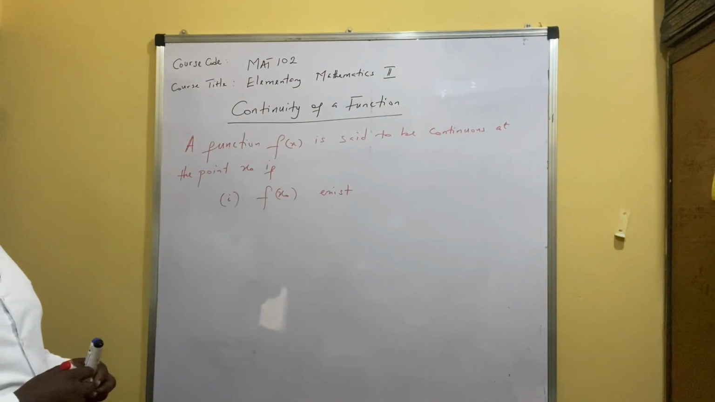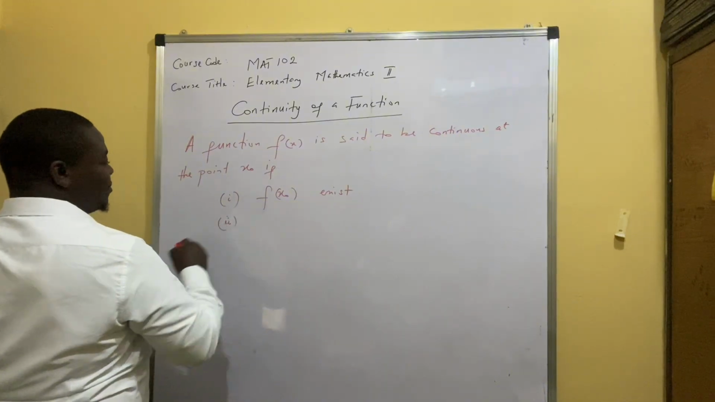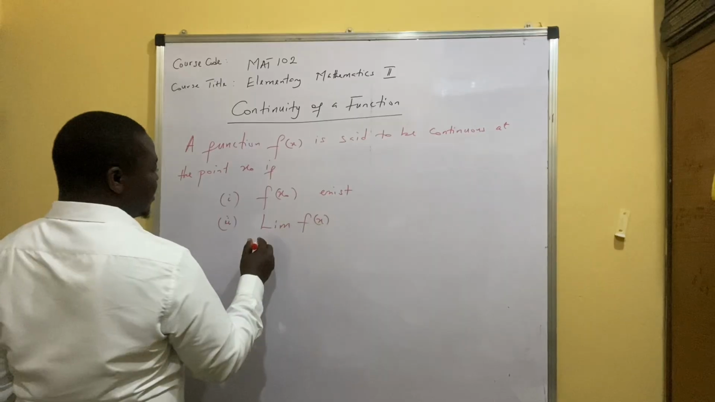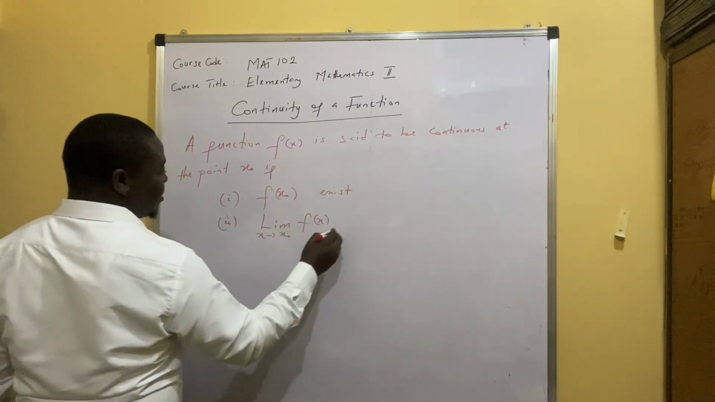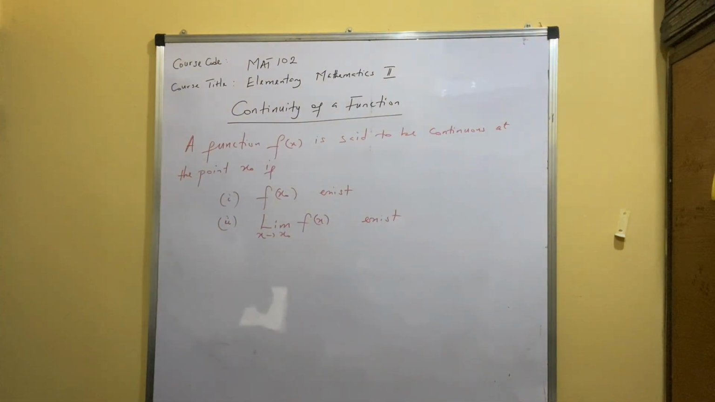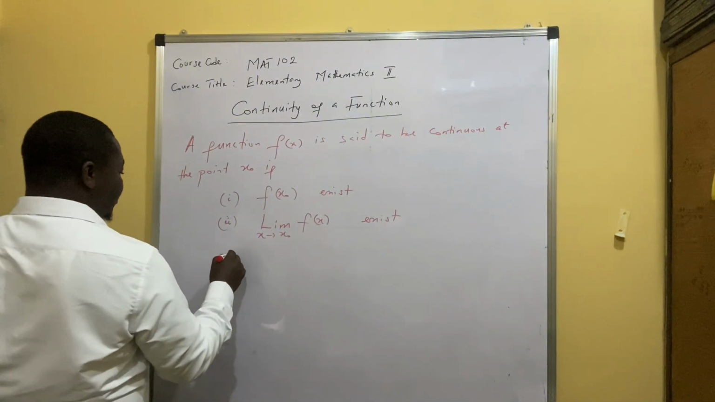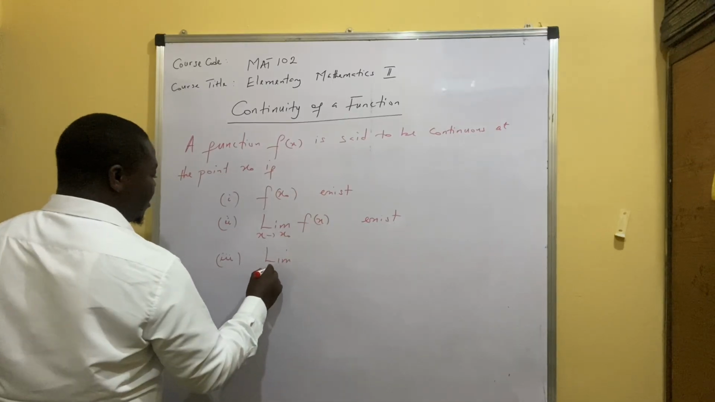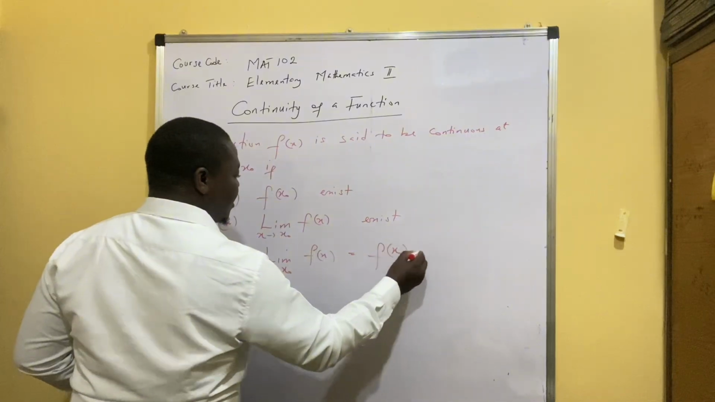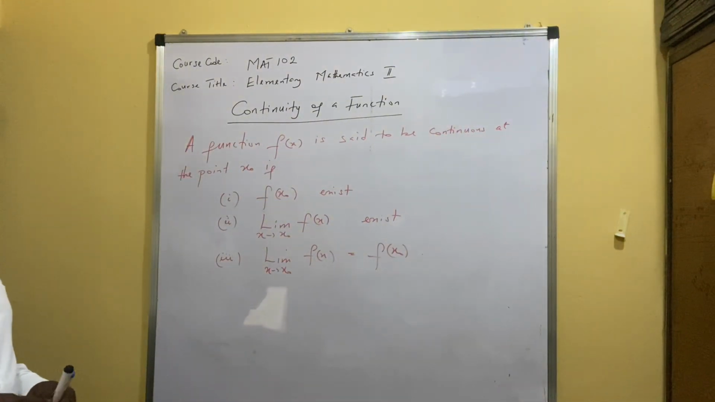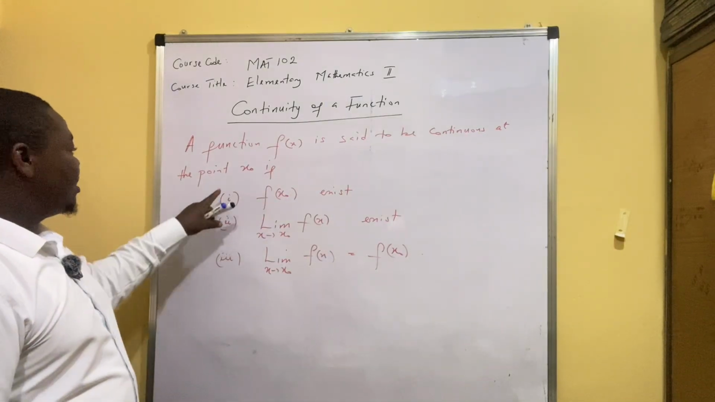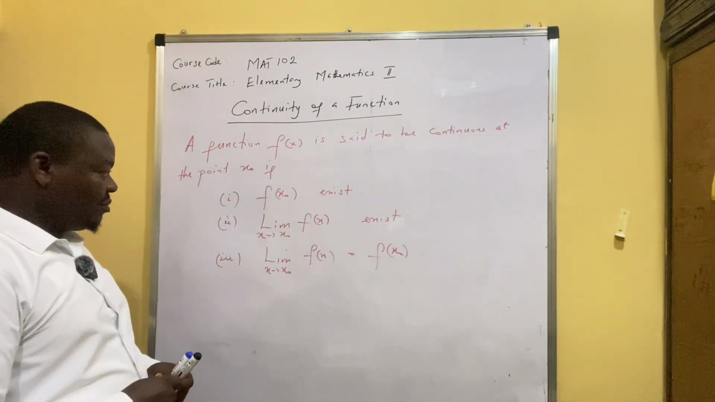So I will tell you the meaning of these properties once we're done. Two, the limit of f of x as x tends to x naught exists. And the third condition is that the limit of f of x as x tends to x naught equals f of x naught. So if these three properties are satisfied, then we say that the function is continuous at the point x naught.